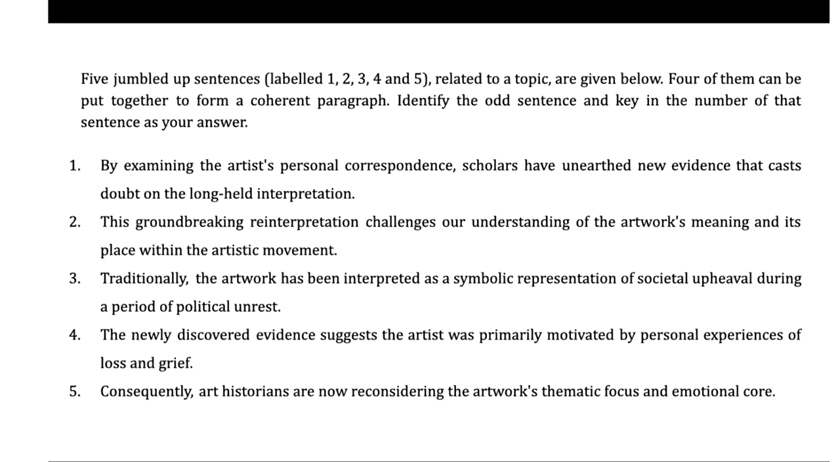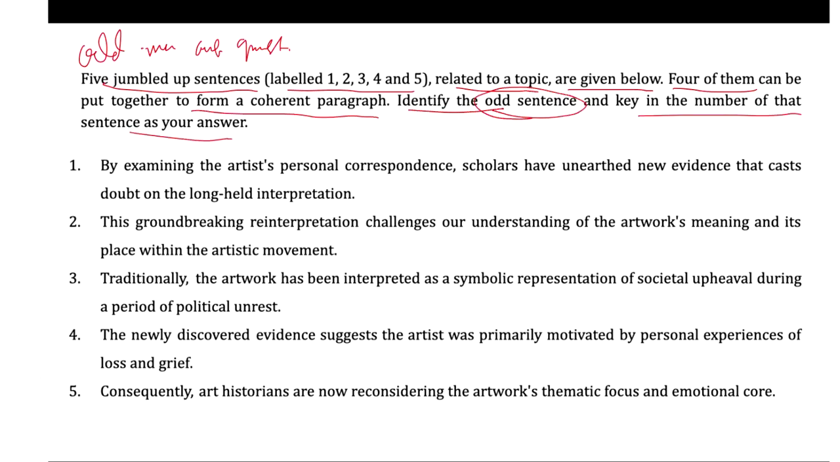So here we find one of the odd man out questions. The direction for the question is: there are five jumbled up sentences labeled 1, 2, 3, 4 and 5, related to a topic, given below. Four of them can be put together to form a coherent paragraph. Identify the odd sentence and key in the number of that sentence as your answer. So in that case, we can say it is an odd one out question. We generally find two such questions in CAT exams. So look at each sentence.